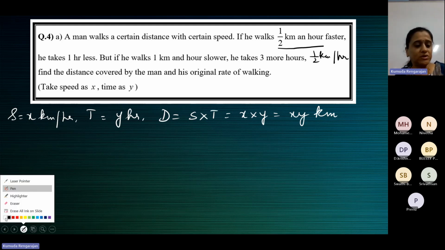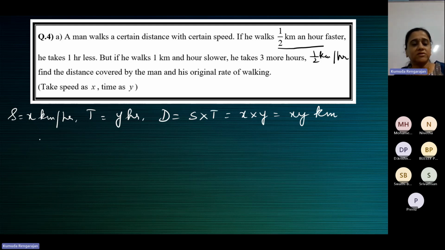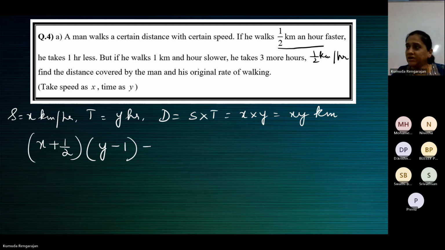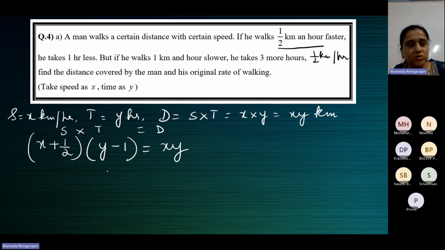Okay, so the first equation. What's the speed? Speed is actually x, but is increasing, right, by half a kilometer per hour. So this is the new speed, into what's the new time taken? y minus 1 is equal to the distance covered, xy. How are we constructing the equation? Using the formula speed into time is equal to distance. We use this formula to construct the equation.